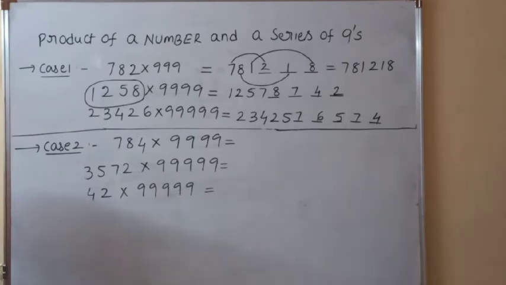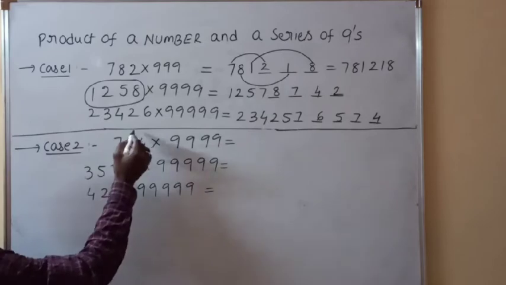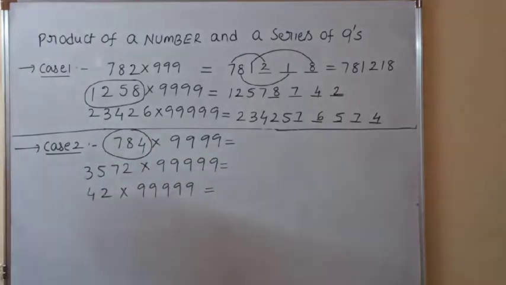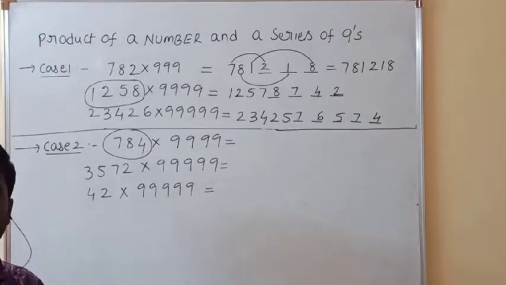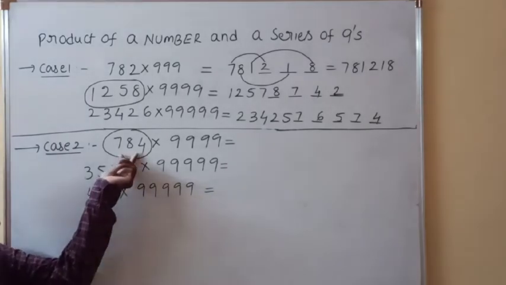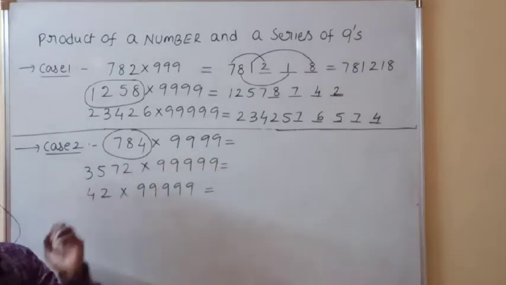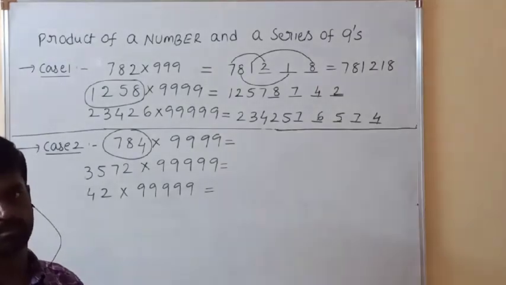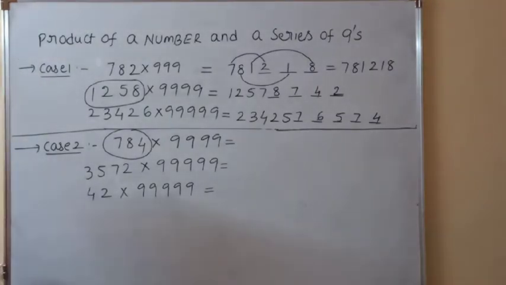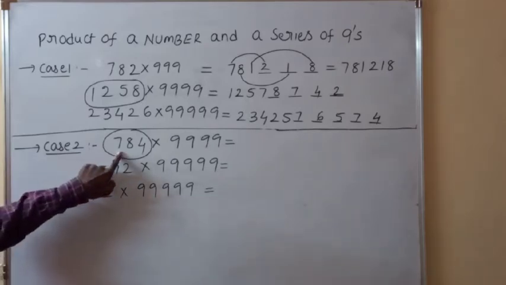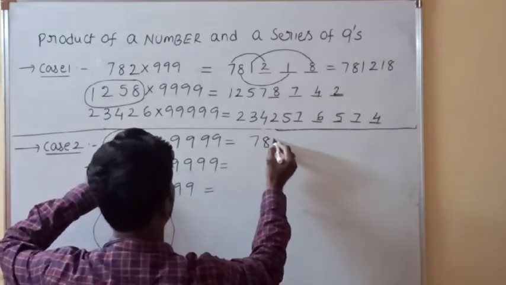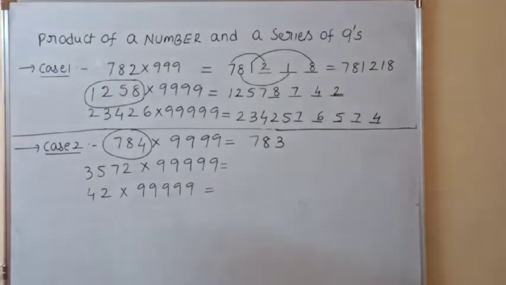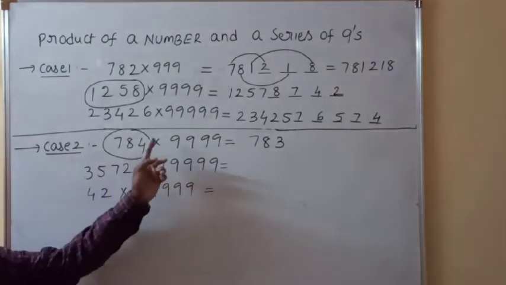Next, case 2. The number of digits in the given number is less than the number of nines. That means the number of nines is more. Here it is a 3-digit number, but we are multiplying with 4 nines. How do we multiply these? Just like the above logic. The given number is 784. What is 784 minus 1? 783. It is a 3-digit number, and the other is a 4-digit number.